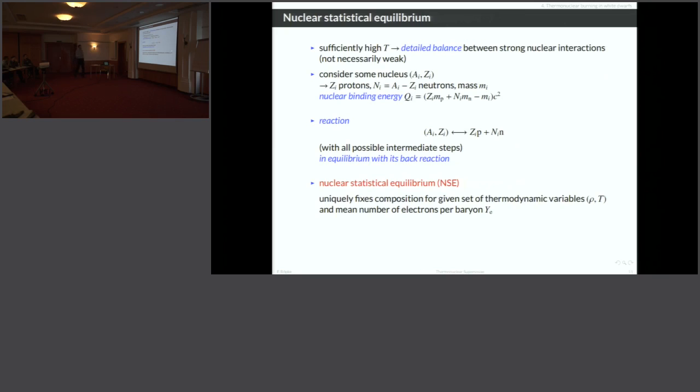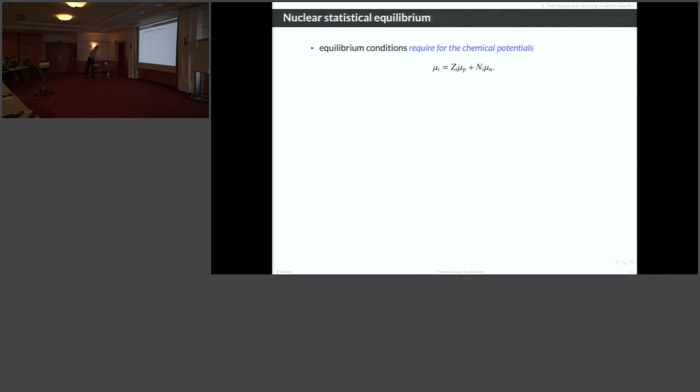So if you have given the values of density, temperature, and the mean number of electrons per baryon, YE, then the composition of material in nuclear statistical equilibrium is uniquely determined. And this is because the equilibrium conditions set a relation for the chemical potential. So the chemical potential of the bound nucleus I is equal to the charge number times the chemical potential of the protons plus the neutron number times the chemical potential of the neutrons.